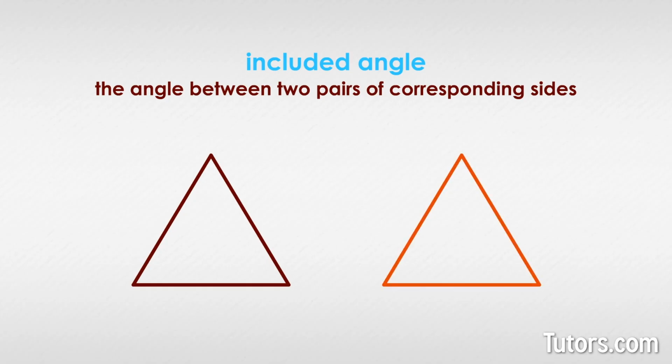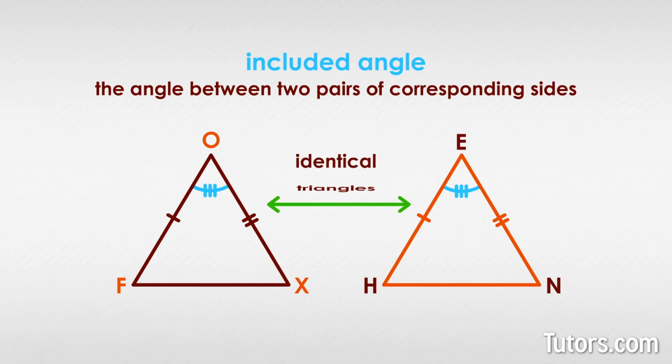To make your life easy, we made them both equilateral triangles. Triangle FOX is compared to triangle HEN. Notice that side FO is congruent to side HE. Side OX is congruent to side EN, and angle O and angle E are the included congruent angles. The two equilateral triangles are the same size, so they are actually identical triangles. Now, if side EN of triangle HEN was twice as long as side HE, they would be similar triangles.